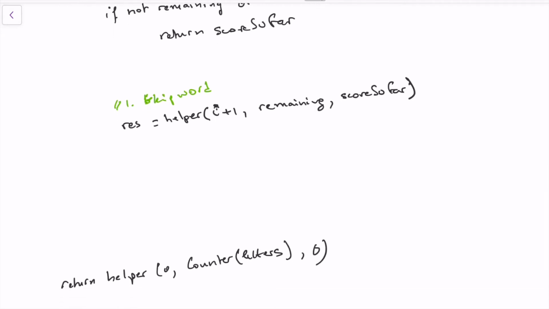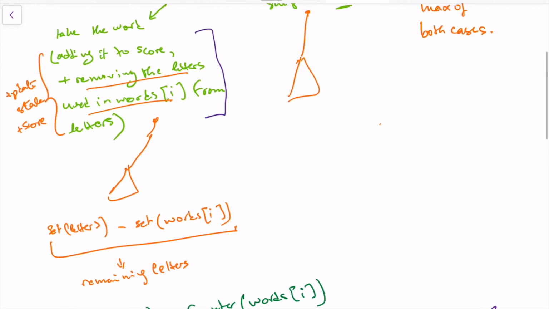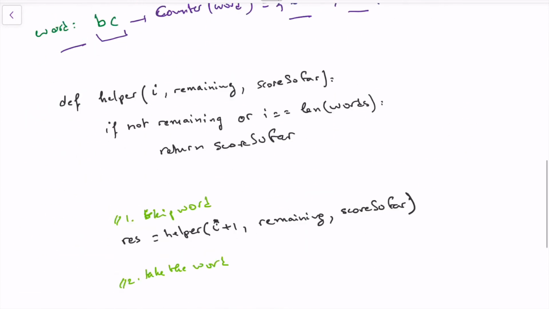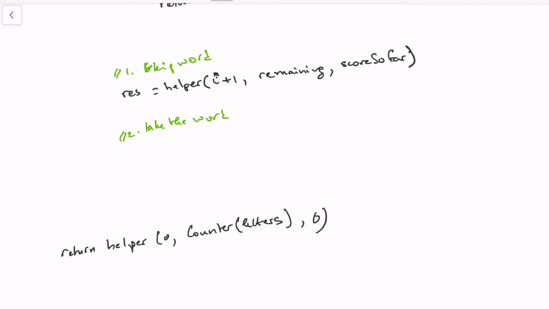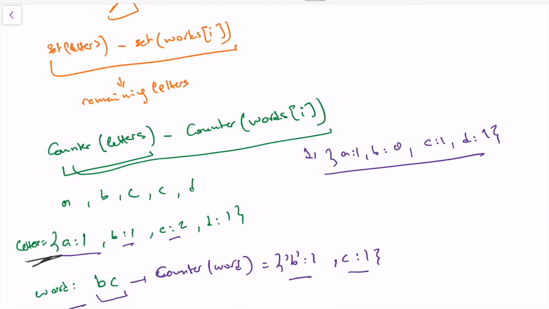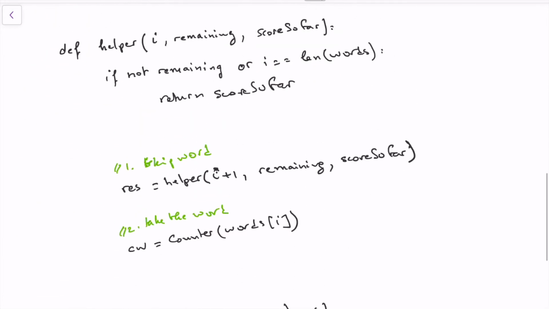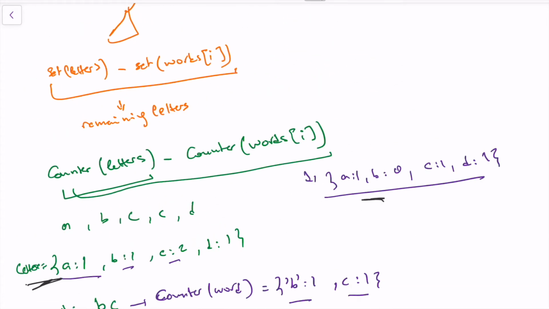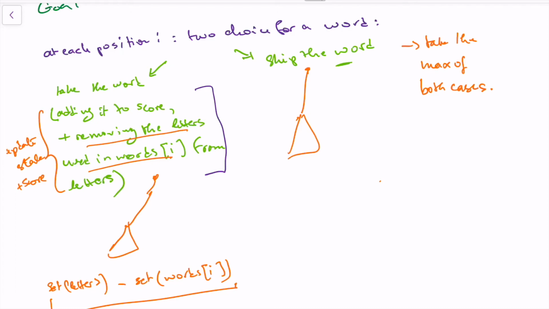And then the other choice is to take the word, right? So the second choice is take the word. And as we said, taking the word means adding it to the score, removing the letters used in the word. So in order to be able to remove the letters that we used in the word, we need to have the counter for the word. So let's just call it CW. That's not a really good name, but this would be just the counter for the word, just so that I could do what I said here, right? And so to be able to remove the letters used in word at position I from the overall letters, so that I can remove them and go to the next state, right?